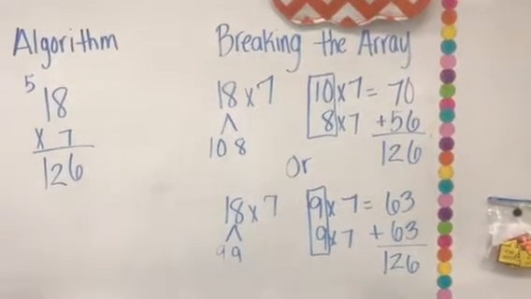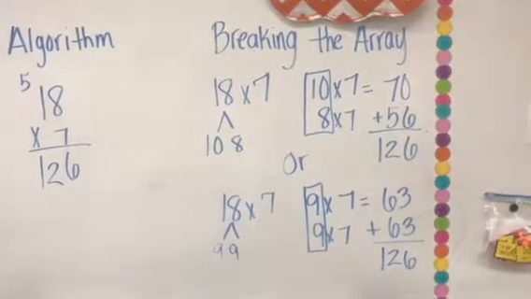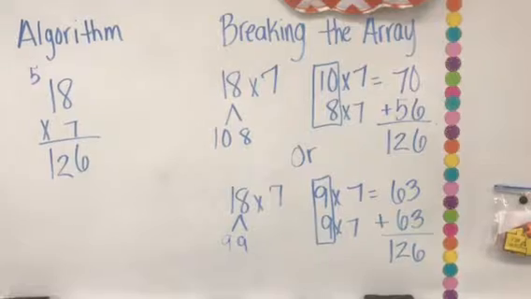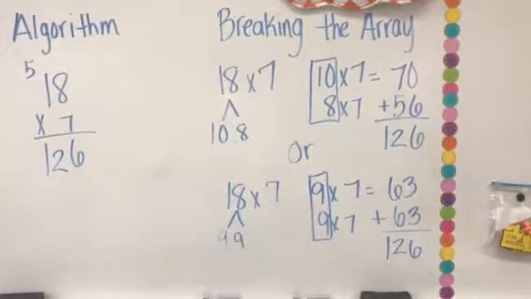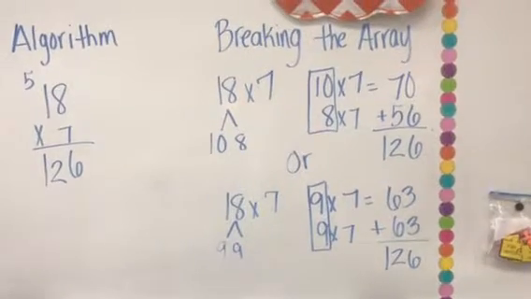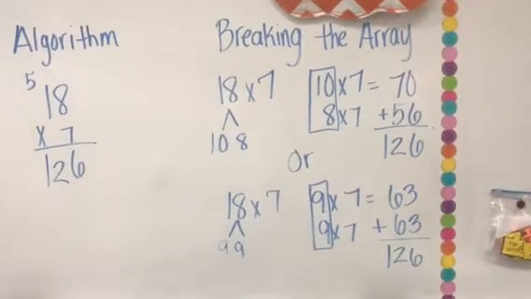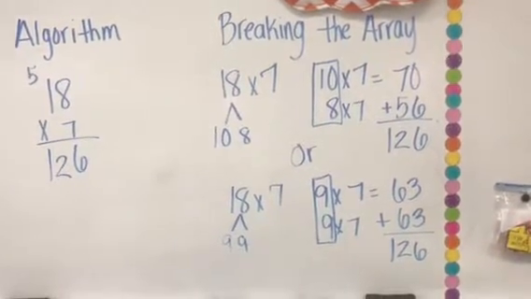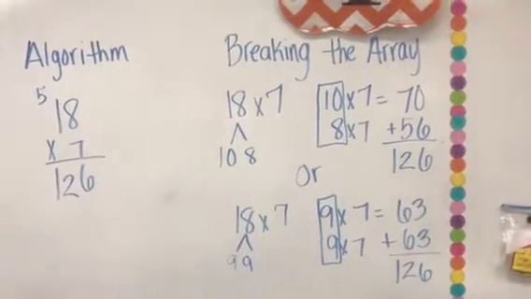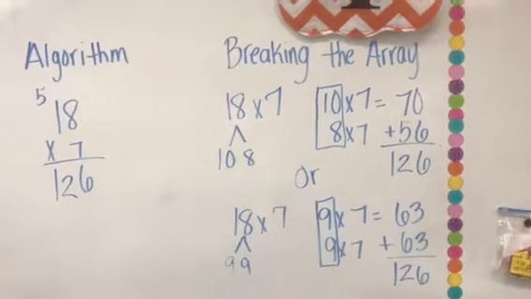The bottom half, notice that the student could break the 18 into a 9 and a 9, because again, 9 and 9 gives me 18. They could then create two smaller arrays into a 9 by 7 and another 9 by 7. And then when they multiply, they'll each get 63, and when they add it, they can get 126.